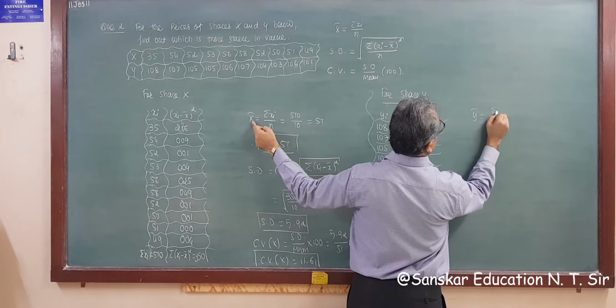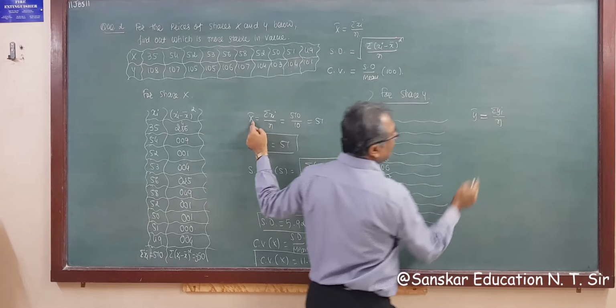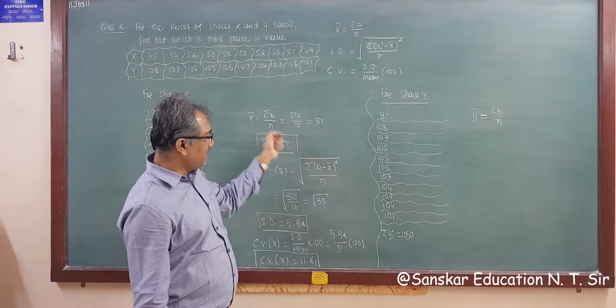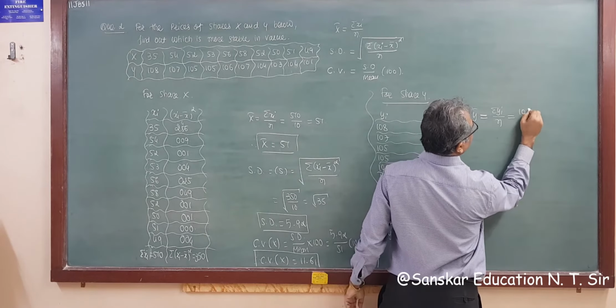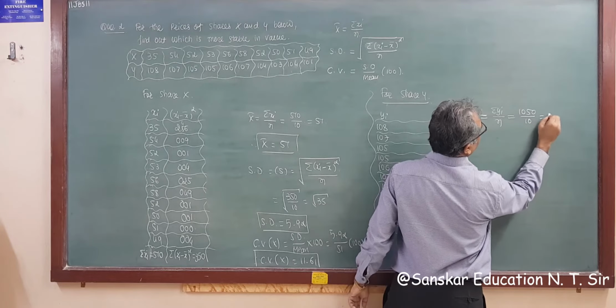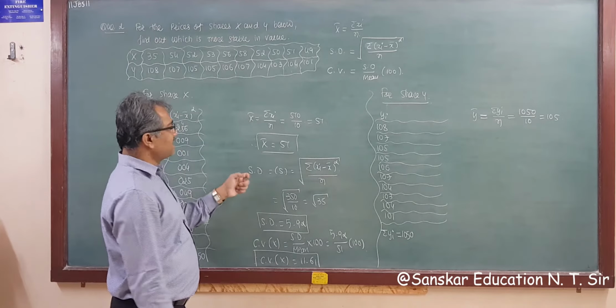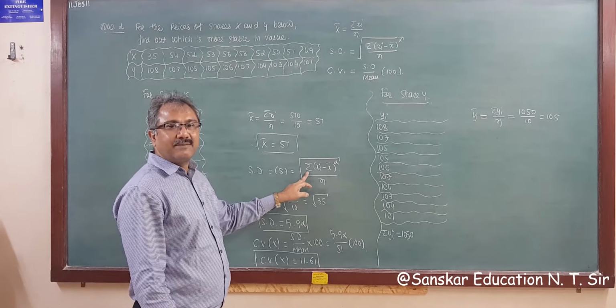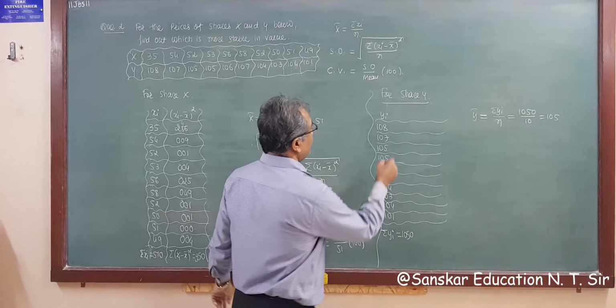So y bar is equal to sigma yi upon n. Y bar is equal to sigma yi upon n. So sigma yi is 1050 upon 10. So y bar is 105, right? And for standard deviation, what is the formula? Sigma yi minus y bar. Y bar is 105. So what we need here?